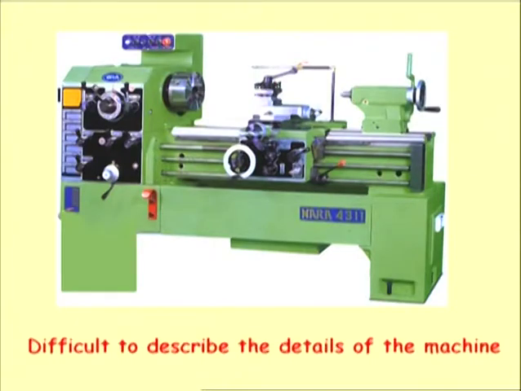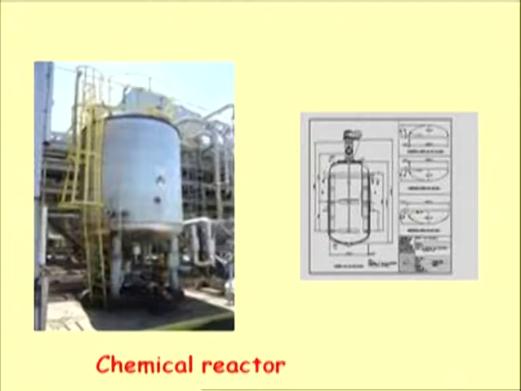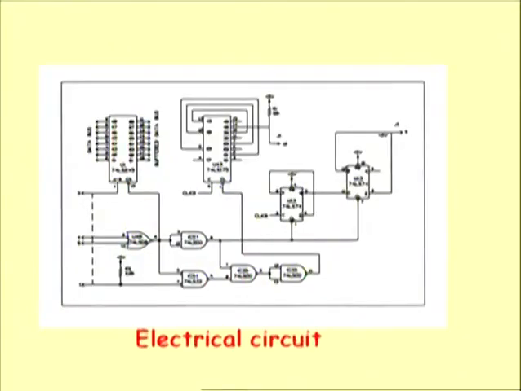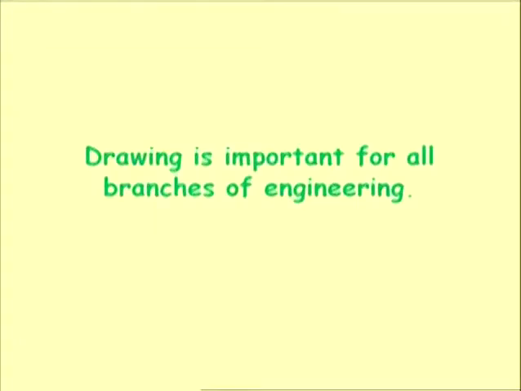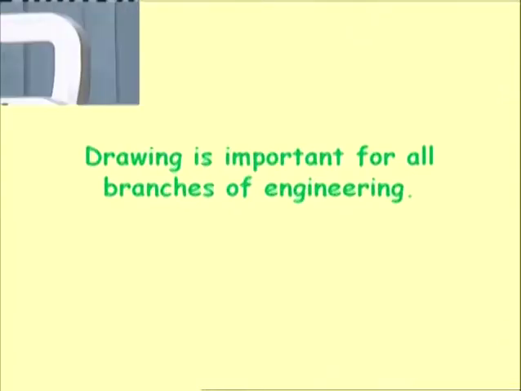Similarly, here this is a mechanical instrument, a lathe, of which the drawing is there. Then here this is a chemical reactor used by chemical engineers. This is an electrical circuit used by electrical engineers. Drawing is important for all branches of engineering. It is not only for the civil or mechanical branch, it is useful to each and every branch of engineering.